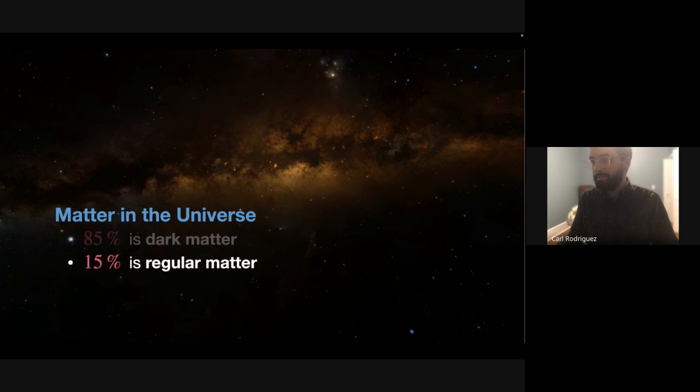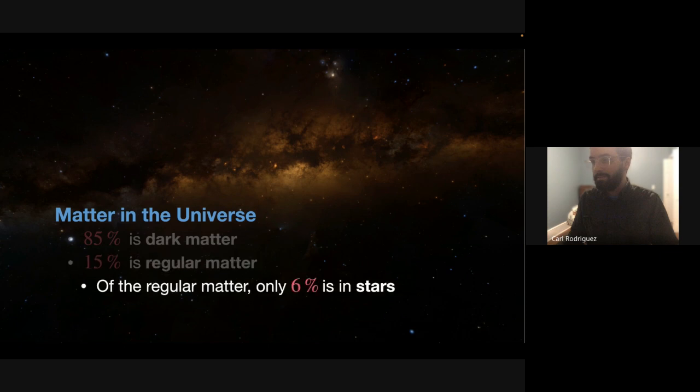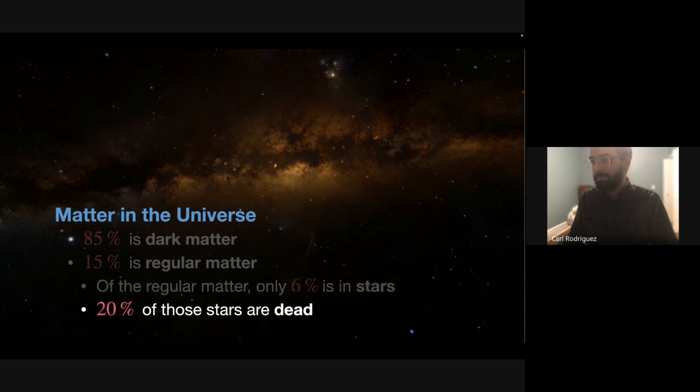Of the things that actually do make up the universe, only 15% is regular matter. And of that 15%, only 6% is in the stars that we typically see in telescopes. Even of those 6%, 20% are already dead. And so I'm going to focus on this last bullet point for a large part of the talk today. If 20% of the stars out there are already dead, how can we actually observe them if they're not generating large amounts of electromagnetic radiation? And so I'm going to talk today about how we can observe a lot of these objects through gravity itself.